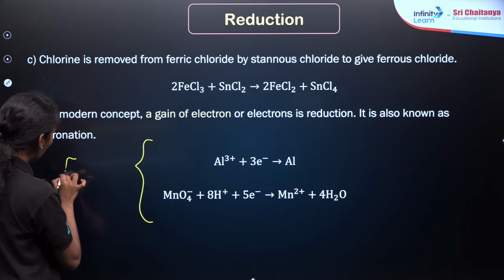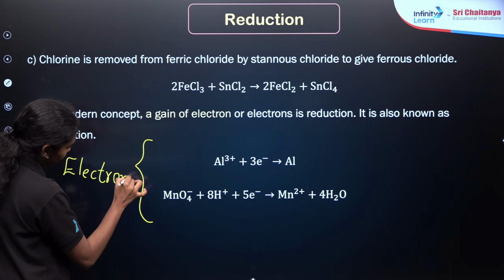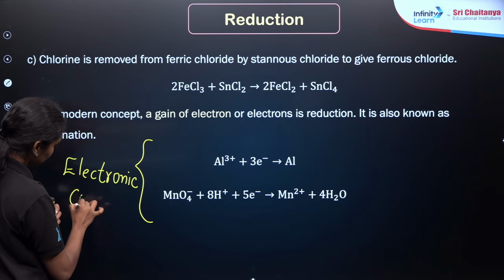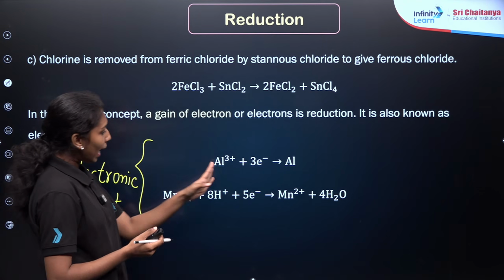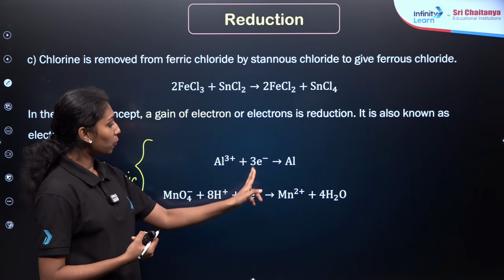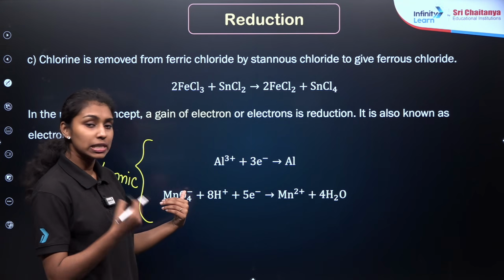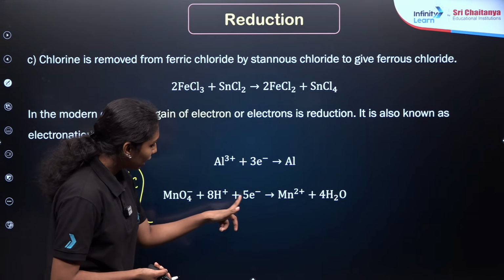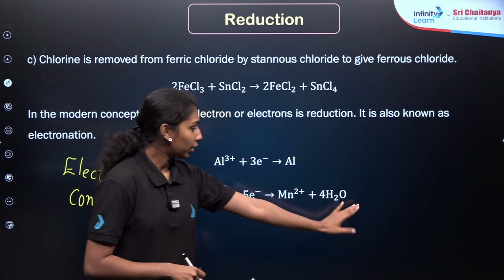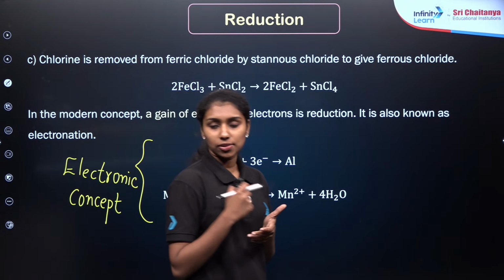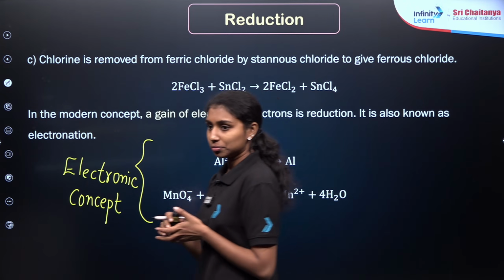in the electronic concept we can call this a gain of electrons, right? In the case of oxidation it is loss of electrons, but in the case of reduction it is gain of electrons. So Al3+ is gaining 3 electrons to form aluminum metal. Similarly, the MnO4- permanganate ion gains 5 electrons to form Mn2+ and 4 water. Clear? So we can explain oxidation and reduction in terms of these concepts.